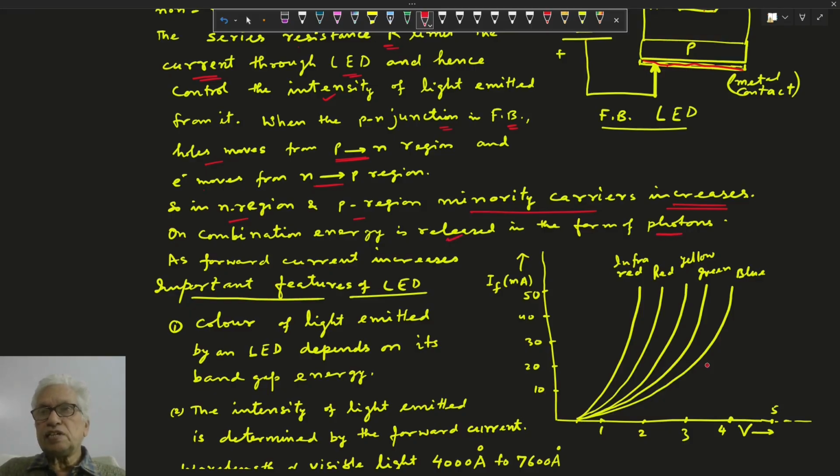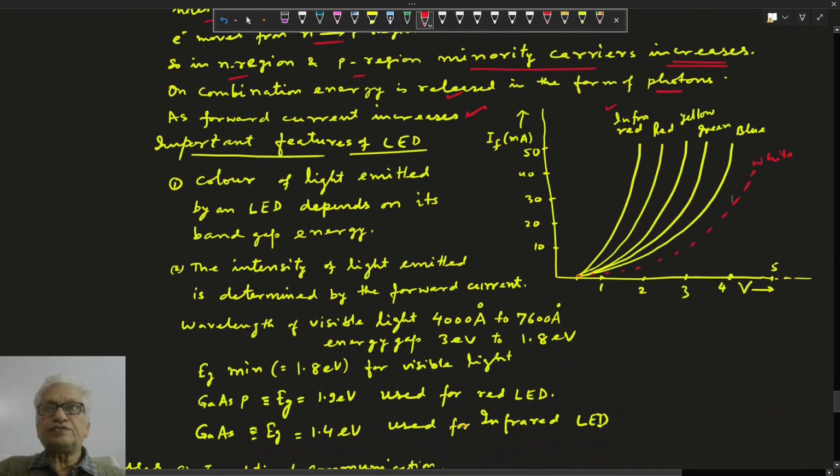If the photon energy comes in the infrared region, it can control things like a TV remote control, or if colorful light is coming out, we can see the different colors of LED. Here, if voltage increases, forward biasing current increases, and we get infrared signals, red color, yellow color, green color, blue color, and white color also. It depends on how much current there is and at what voltage.